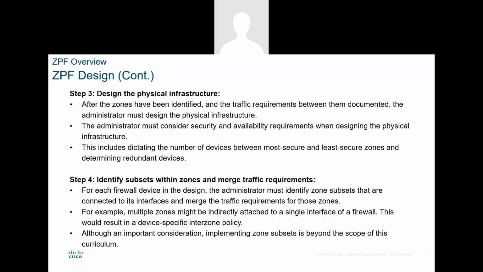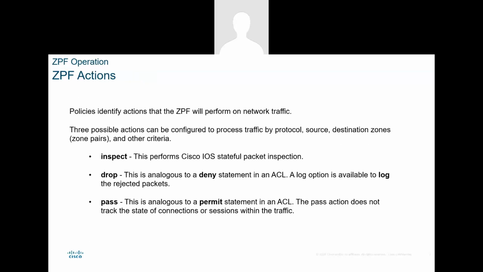So this helps organizations optimize their security policies and also helps to ensure that you have efficient traffic flow within your zones. Now, once the zones and policies are established, the ZPF enforces specific actions on traffic. For example, there are 3 possible actions that can be configured for that traffic. You have inspect. This performs a Cisco IOS stateful packet inspection, allowing return traffic only for established sessions.